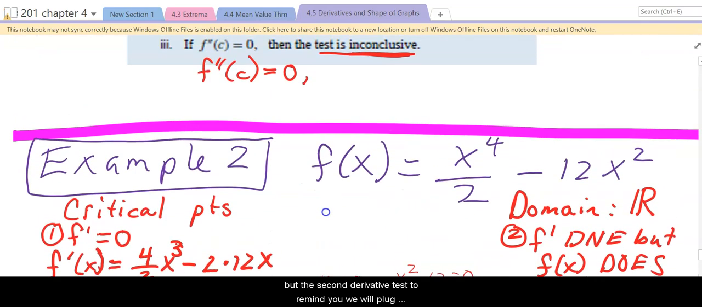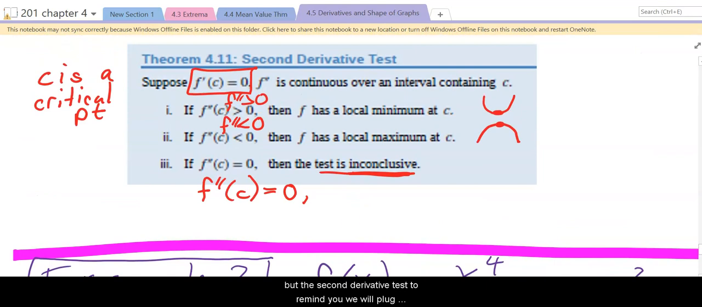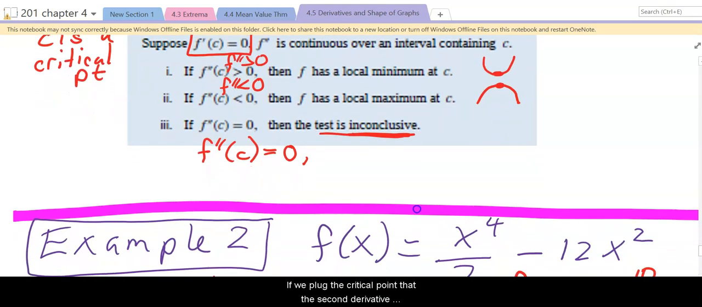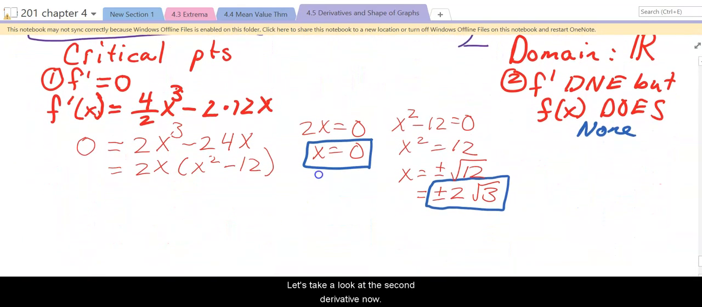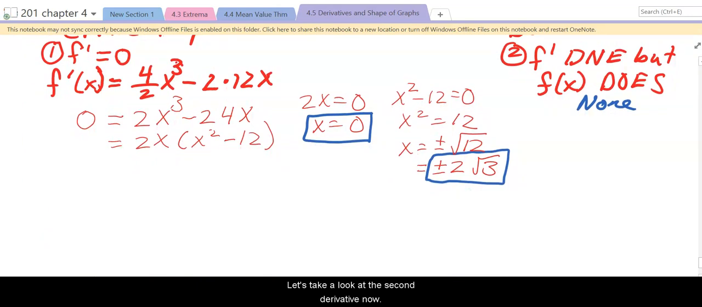For the second derivative test, to remind you, we will plug the C value, the critical point, into the formula for the second derivative. If it is positive, then it is concave up, and there's a local minimum at C. If it is negative, we have a concave down and a local maximum. If we plug the critical point into the second derivative and get 0, we'll have to go back to the first derivative test. Let's take a look at the second derivative now.